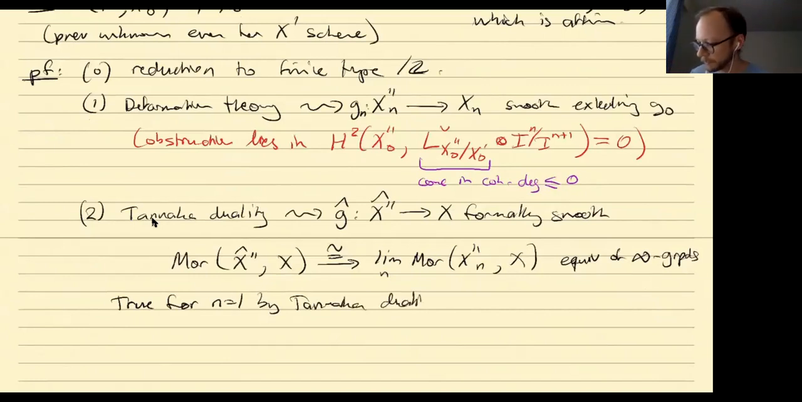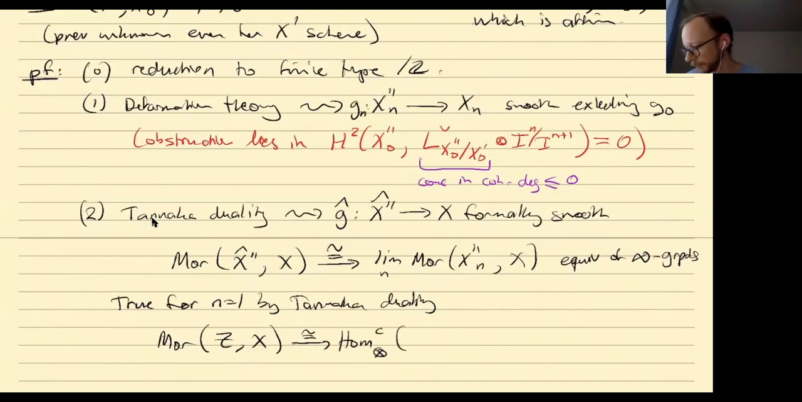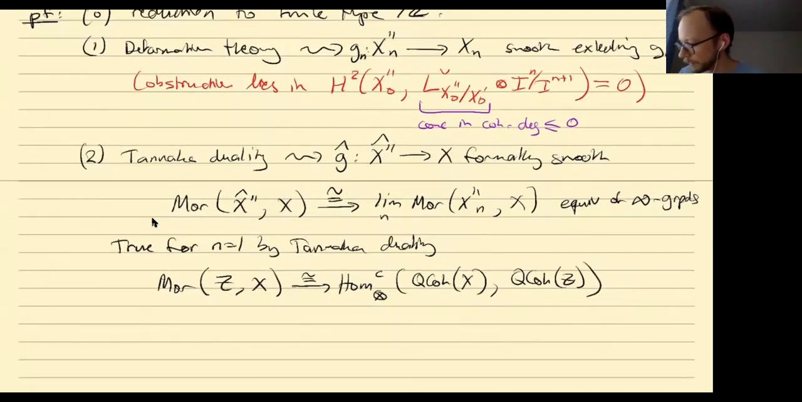Because here what we have proven is that maps from any scheme, let me call that Z, into X is the same thing as tensor functors, cocontinuous tensor functors from quasi-coherent sheaves on X to quasi-coherent sheaves on Z. But this is only valid for one stacks.